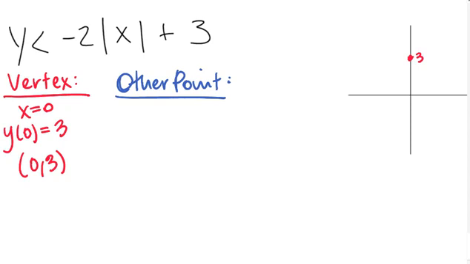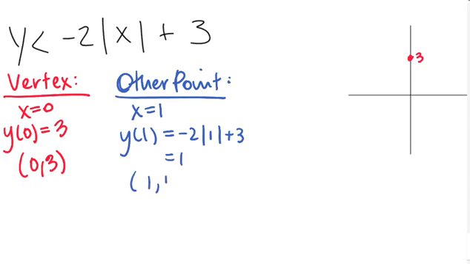Okay, well, x equals 0, I already did that one, so I'll just do x equals 1. So y of 1 is going to be negative 2 times the absolute value of 1. That'll be negative 2 plus 3 equals 1. So my other point is 1, 1. All right, so 1, 1. Okay, now if 1, 1 is on the graph, then that means negative 1, 1 will also be on the graph because of the symmetry of these absolute value graphs. And so I'm over here, I'm connecting the dots, and I've got that.